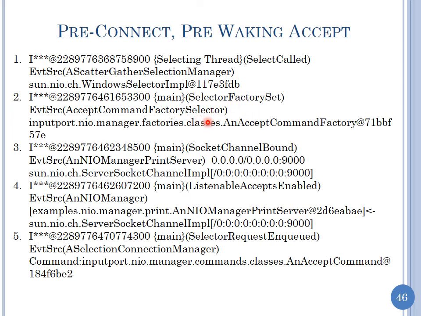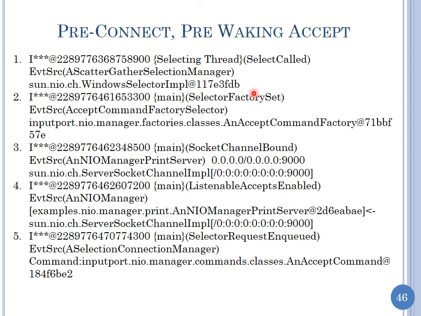And one of the things it does is set the factory. So we trace that. It binds the channel, and we trace that also. It invokes this method on the NIO manager, which we trace also. And this has a side effect of creating the accept command and putting it in the queue that the select thread can process. So it puts that command in the queue.